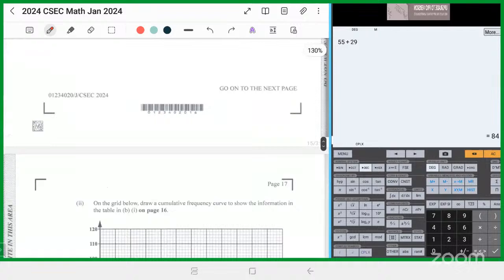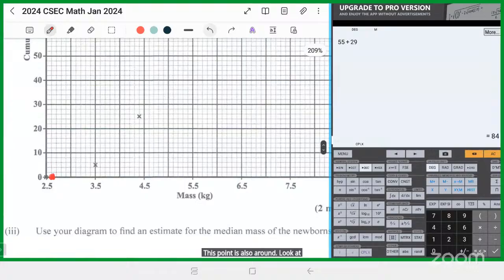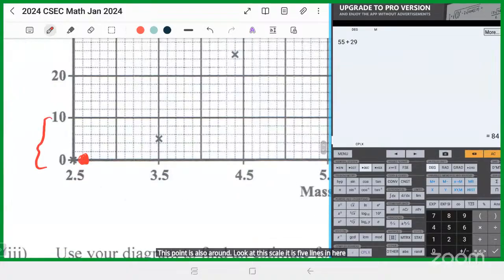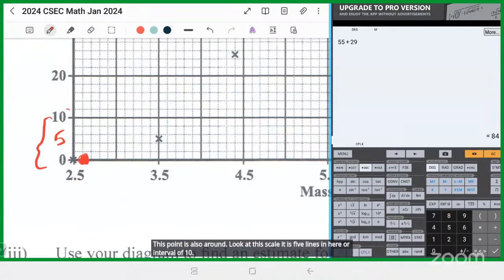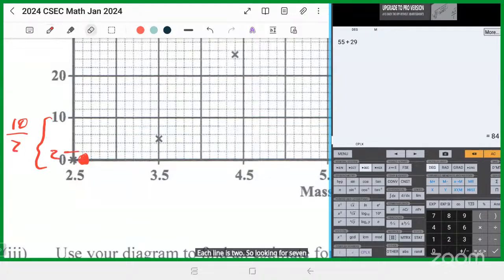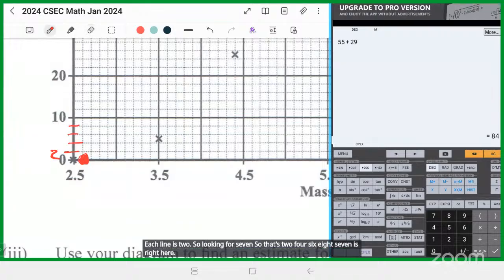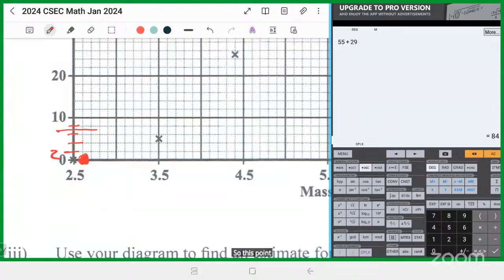This point is also wrong. If you look at this scale, it is 5 lines in here over an interval of 10. So it's 10 divided by 5. Each line is 2. So looking for 7, that's 2, 4, 6, 8. 7 is right here. So this point should be here. That's where it should be. So CSEC does that sometimes. Mistakes. Just like I do.